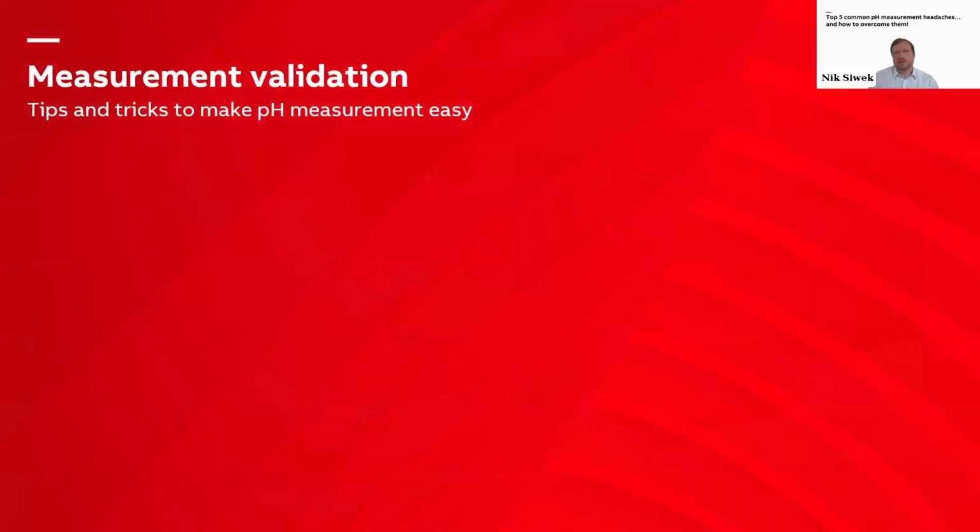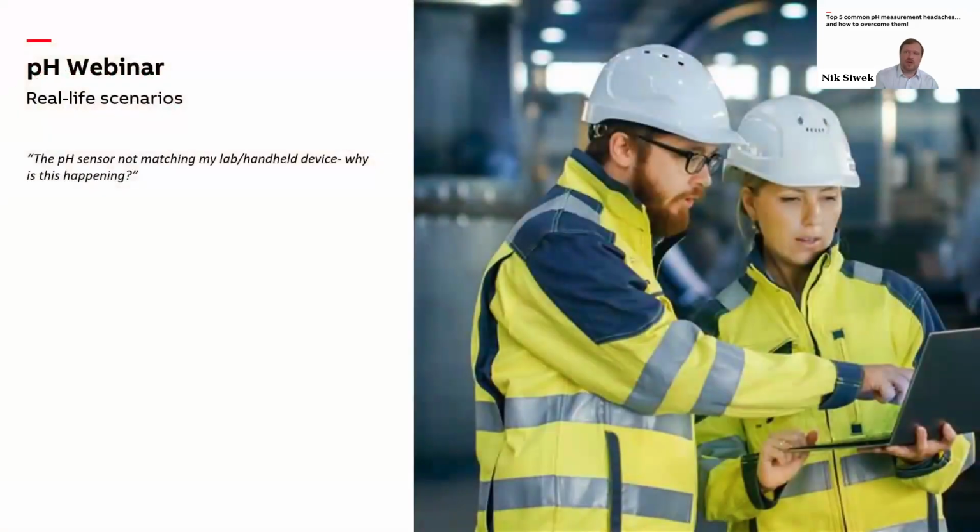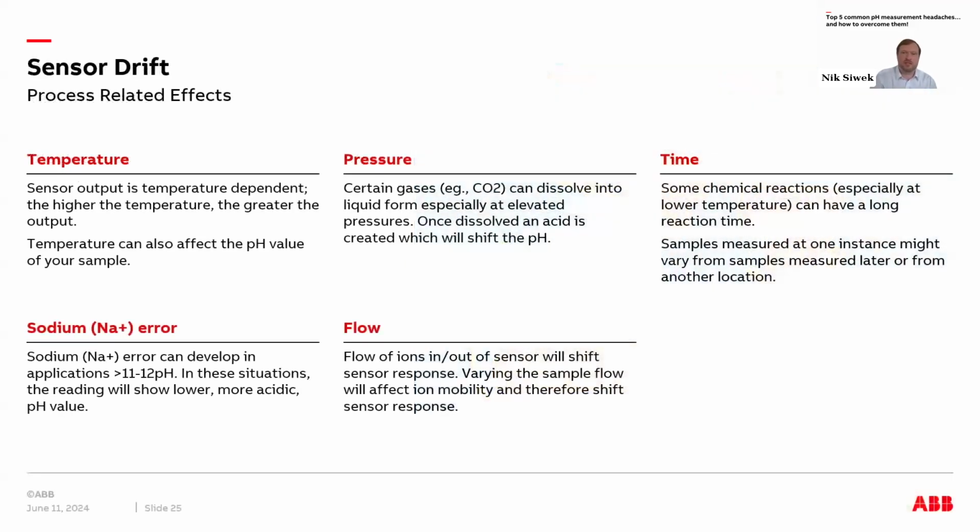Okay, now on to our next section, which is the measurement validation portion. This covers what happens when my lab result doesn't match my process reading. This happens basically every single time you come across a sensor, because there are a number of different factors that contribute to variation between the lab result and the process reading.